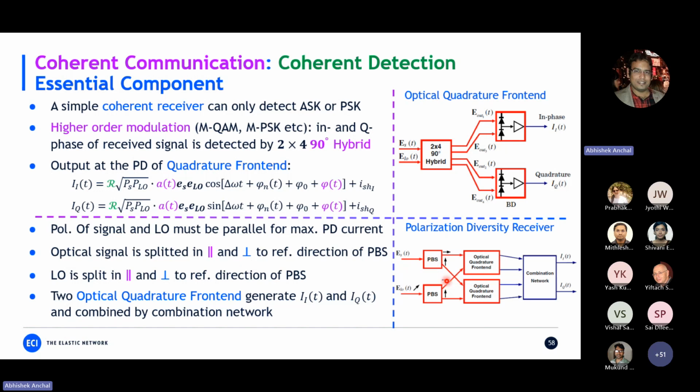Then we combine the parallel and perpendicular directions together, and give them to the optical quadrature front end, and then we create the I part and Q part, which combine again to finally get the I and Q parts of the current. And this is the way we align the polarization of the local oscillator and the received signal. Okay, is it clear?